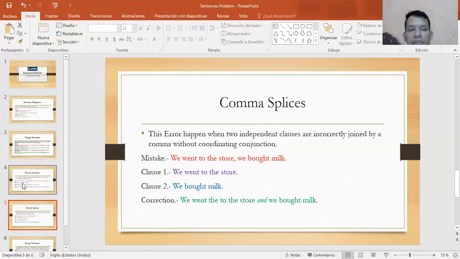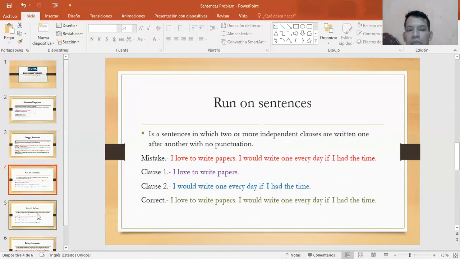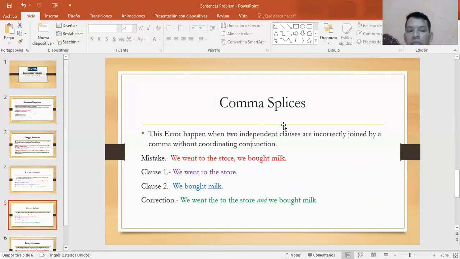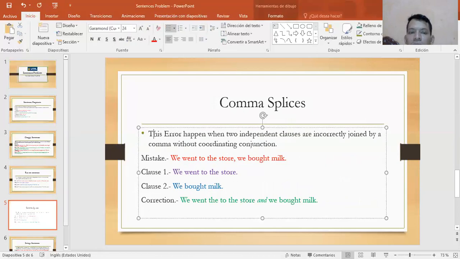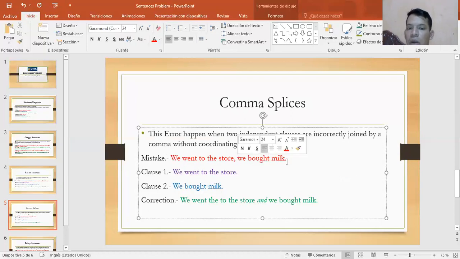It is very similar to run-on sentences because both are about punctuation or commas. This error happens when two independent clauses are incorrectly joined by a comma without a coordinating conjunction. The mistake is, for example, we went to a store, comma, we bought milk.